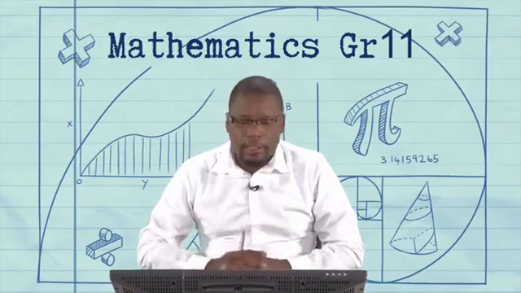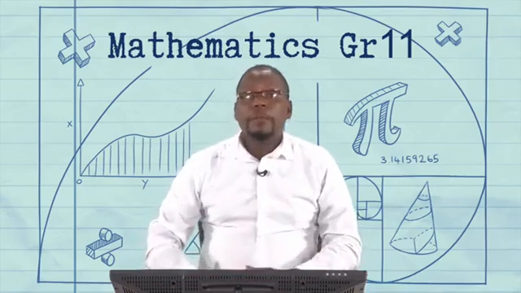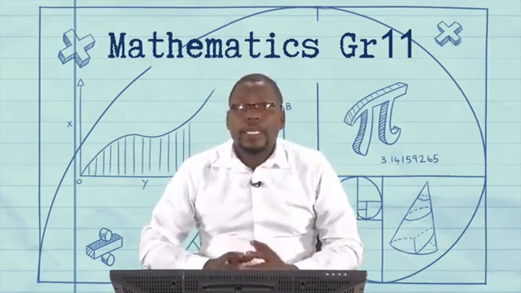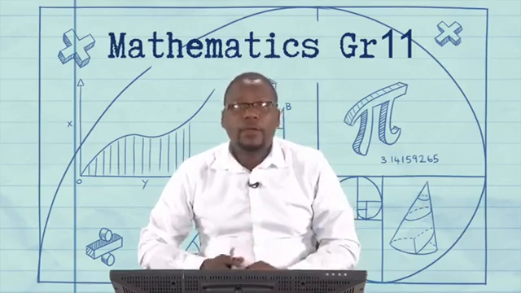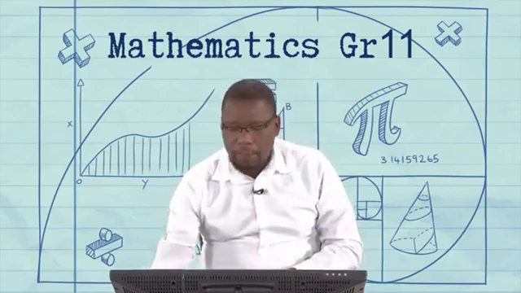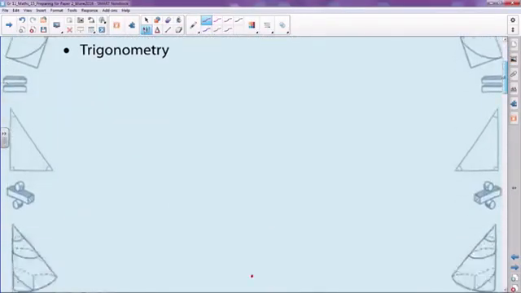Today we're just looking at the exam preparation for your Paper 2. For Paper 2 in Term 1 and 2, you're looking at analytical geometry and trigonometry and a little bit of Euclidean geometry. Those are the two that we're going to be looking at today.